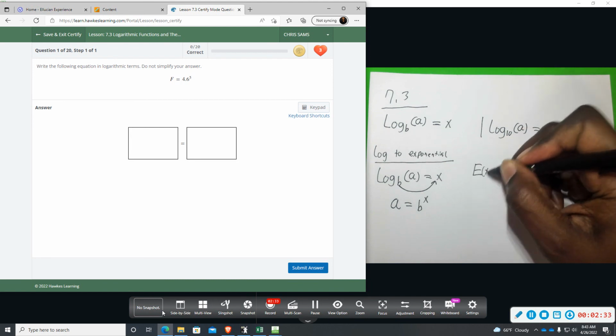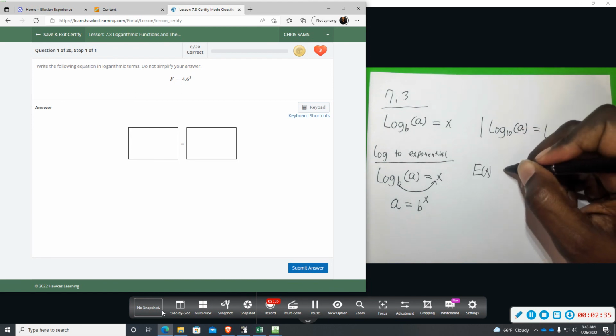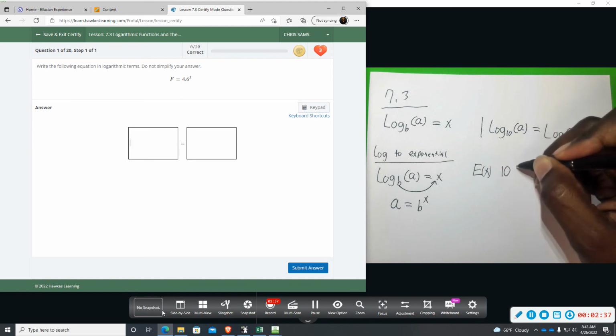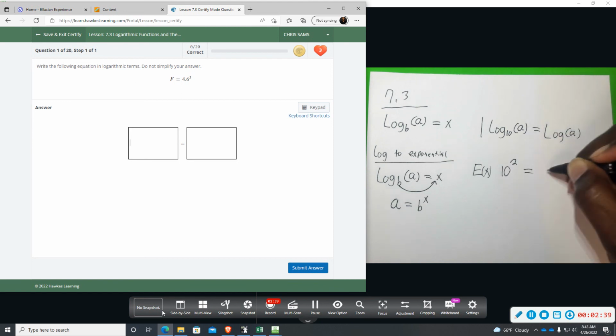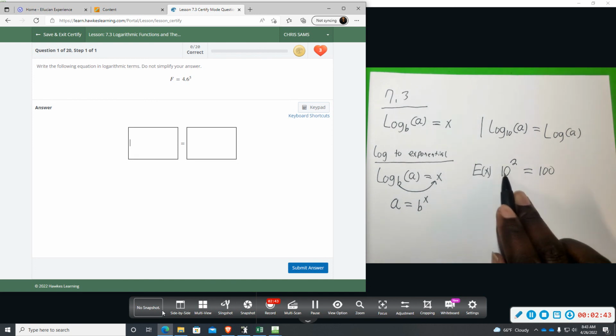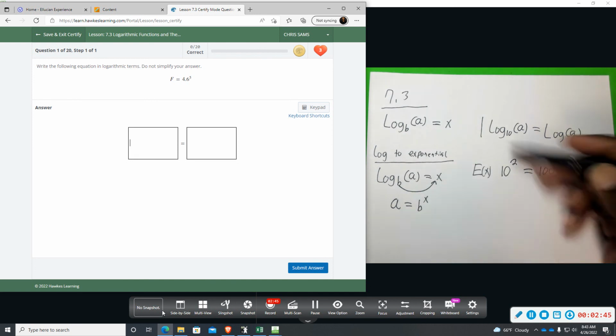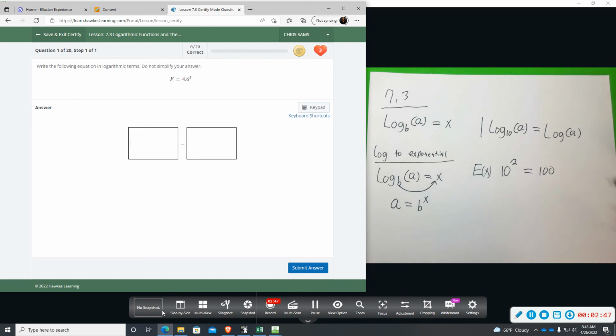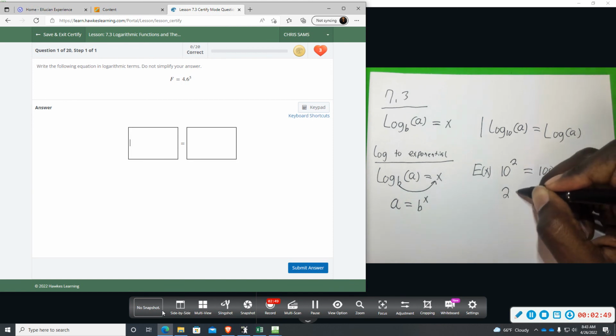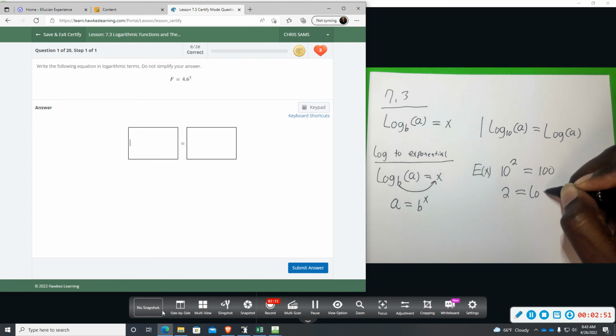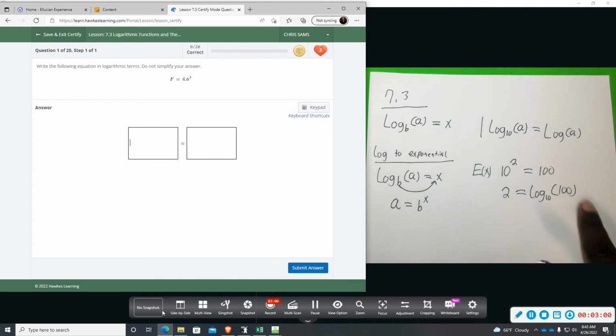if I had, let's say, 10 squared, and I had that equal to 100. The way this looks in terms of log, since this was the base, it's going to move over here and become the base of the log. So I would have 2 equals log base 10, or it could be understood, evaluated at 100. So whatever is by itself, that's what's in the parentheses with the log.